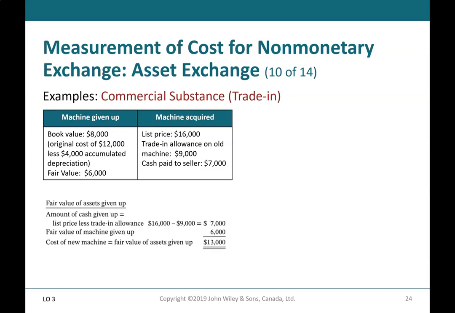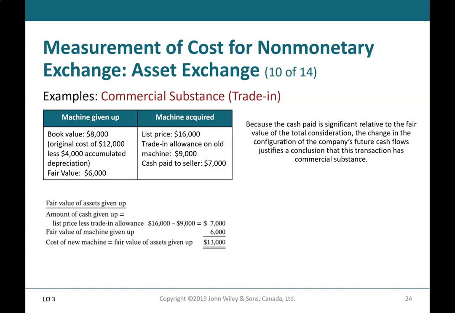Fair value of assets given up. Amount of cash given up equals list price less trade-in allowance. So that's $16,000 minus $9,000 equals $7,000. Fair value of machine given up, $6,000. Cost of new machine equals fair value of assets given up, $13,000. Because the cash paid is significant relative to the fair value of the total consideration, the change in the configuration of the company's future cash flows justifies a conclusion that the transaction has commercial substance.